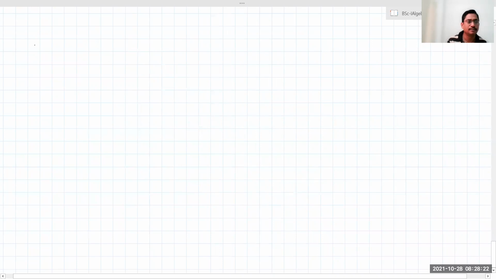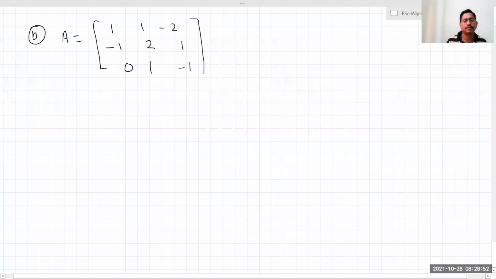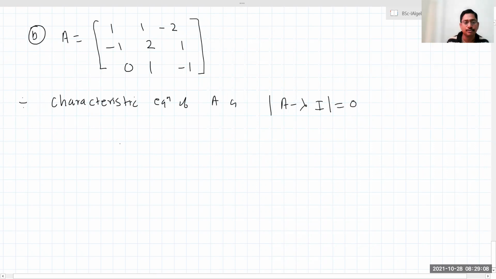Okay, we will have another example. Let us have some other examples from the exercise. Matrix A is 1, 1, minus 2, minus 1, 2, 1, 0, 1, minus 1. So first write the characteristic equation. The characteristic equation of A is determinant of A minus lambda times the identity matrix of order 3 equal to 0. So that is 1 minus lambda, 1, minus 2, minus 1, 2 minus lambda, 1. Lambda is subtracted from the diagonal, just that we have to keep in mind. Diagonal of the lambda is subtracted.